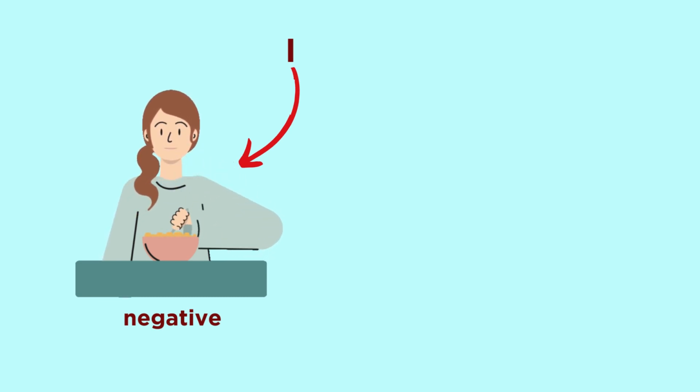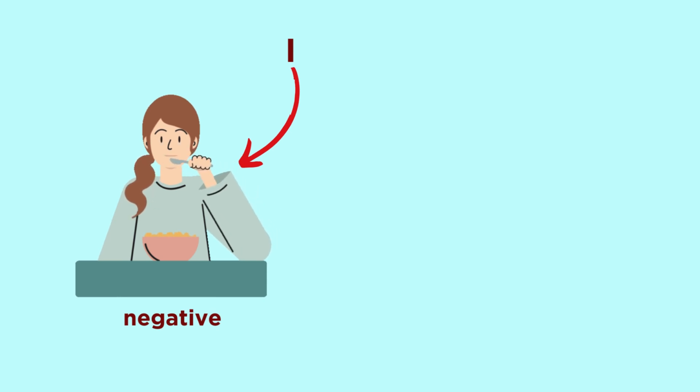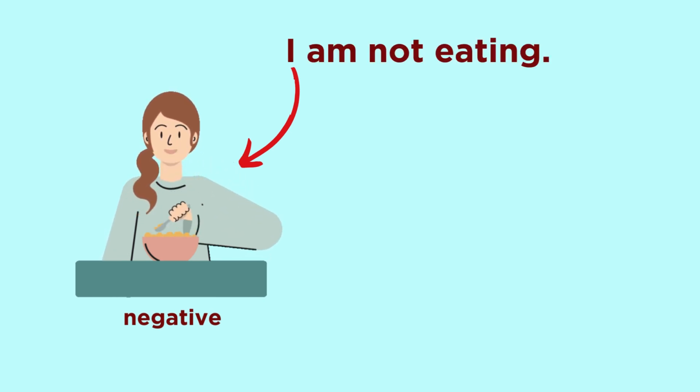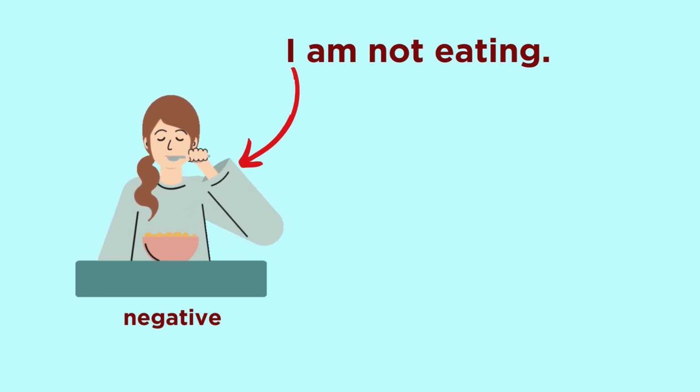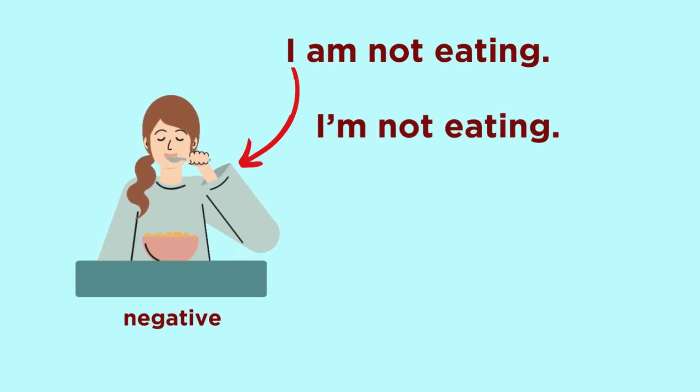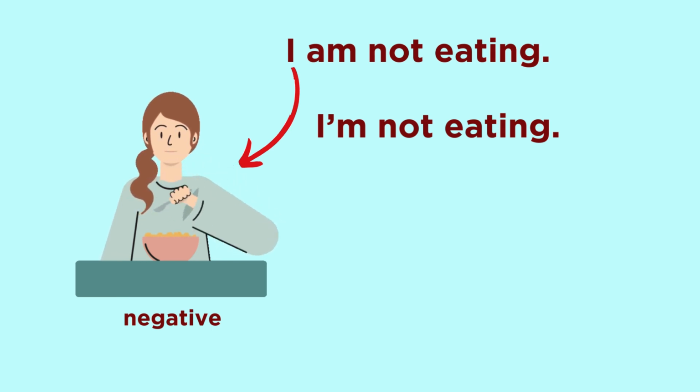I have mentioned here as negative. So you should make a negative sentence. I am not eating. Here also you can contract I and am and make the sentence as I'm not eating.